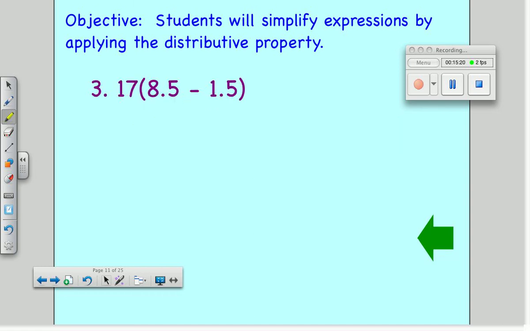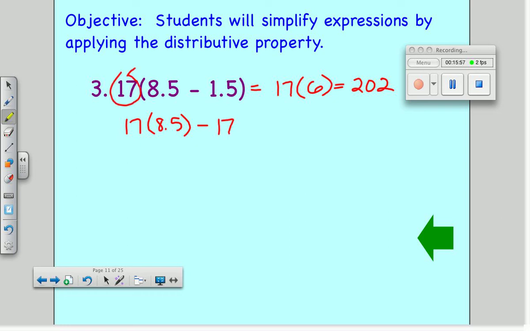Number 3. 8 and 5/10 minus 1 and 5/10 is going to be 6. And now we're going to multiply 17 times 6 is, let's see, 160 plus 42, 202. Okay? And down here, we're going to use the distributive property. 17 times 8 and 5/10 minus 17 again. Again, you're multiplying this times this also, times 1 and 5/10.